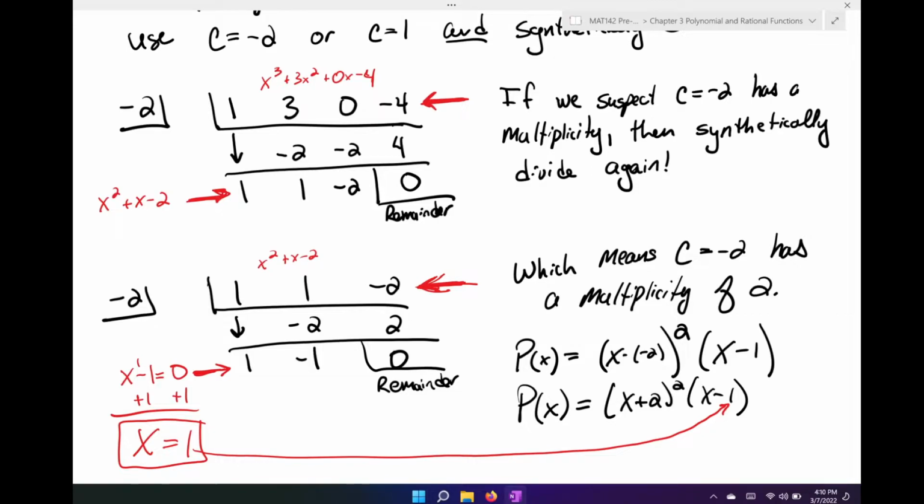Now, I know this was a lot, so let me go over another example where the example is going to be simple. It's going to say completely factor, but I'm going to go through every single step for us.